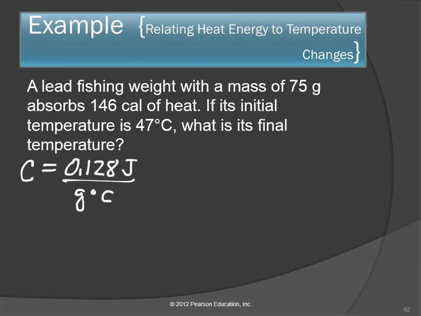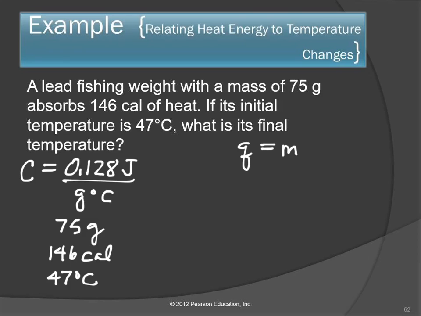We read the question, maybe it made sense, maybe it didn't. Let's pull the numbers that were given out of it and write them down. So we've got 75 grams, and we've got 146 calories, and we've got 47 degrees Celsius. And we know that Q equals MC delta T. Now let's identify what these numbers are. 75 grams, what is that? That's the mass. So we're calling that M.